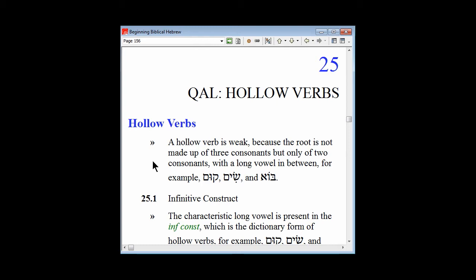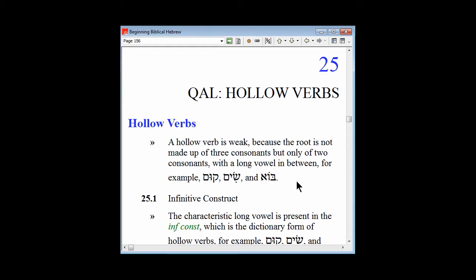A hollow verb is any verb that has, you'll notice here, a shureq or a hireq yod or holem vav as its middle consonant. These verbs will do sort of odd things. Sometimes they will lose the middle consonant, but for the most part, I don't think that you'll find these much trouble. Just be aware again of the definition.